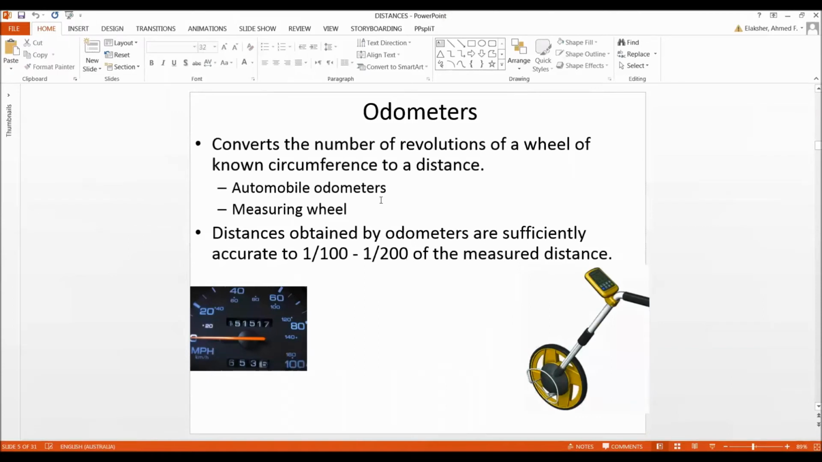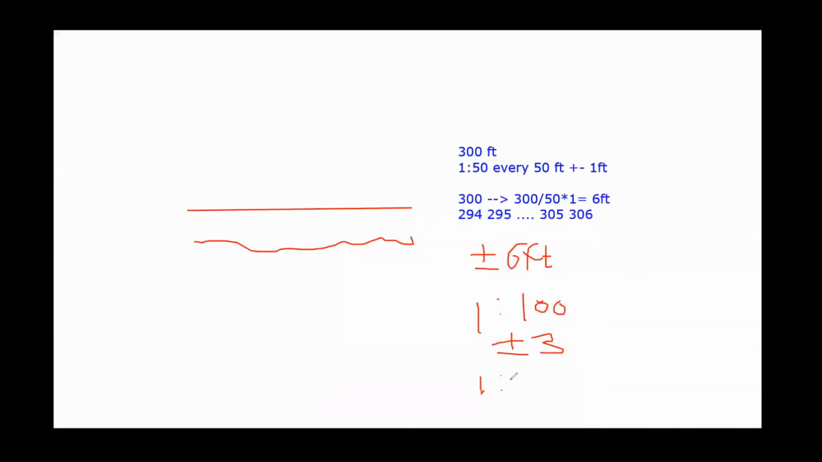Another technique we use is a measuring wheel. We don't really use it for precise measurements, but we can use it to get rough estimates for lengths. Distances measured with a measuring wheel are precise up to 1 to 100 or 1 to 200. So if you think about it the same way, 1 to 200 for the same distance here, and I'm really repeating this because it's a very important concept in surveying.